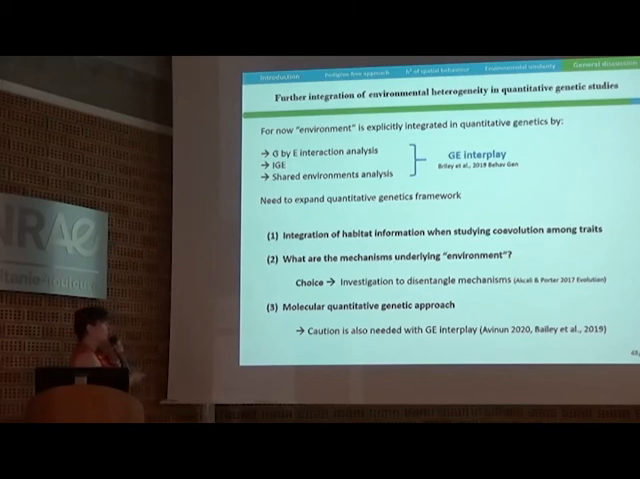But we can also try to understand what we call environment. Is environment a choice? Is it a constraint? And if it is a choice, what are the mechanisms underlying this choice? And lastly, we can also try to expand molecular quantitative genetic approaches. For the moment, they have been quite underrated, particularly for behavior.